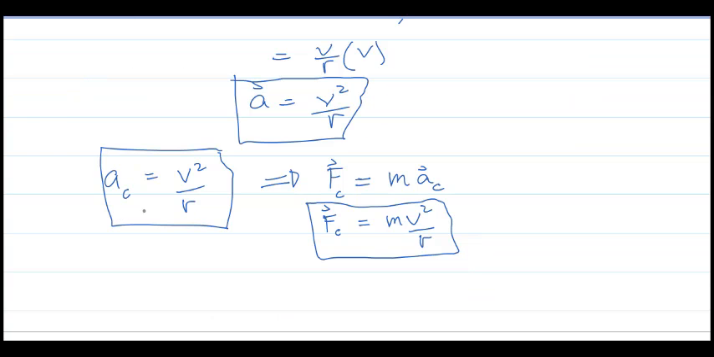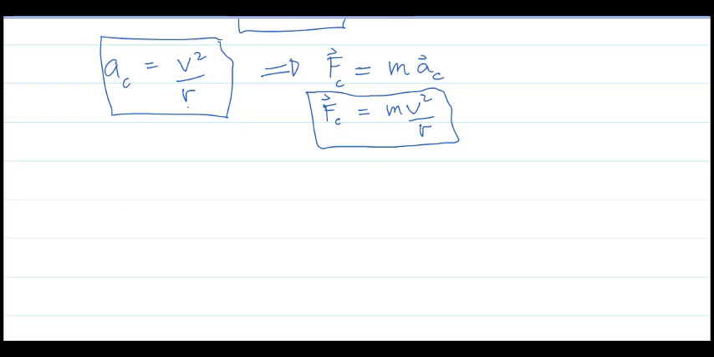The centripetal acceleration is equal to v squared over r, and our centripetal force, which is the net force causing the stone to change its direction, is equal to mv squared over r.